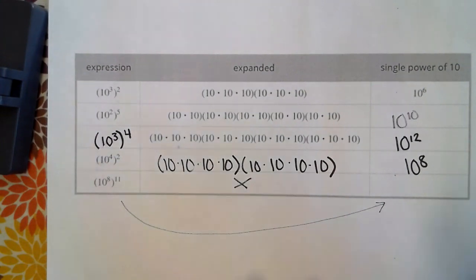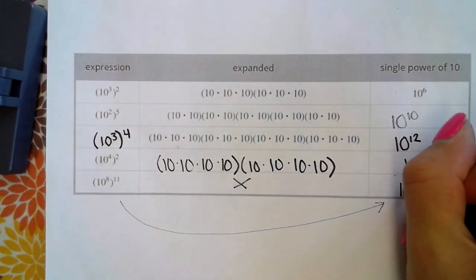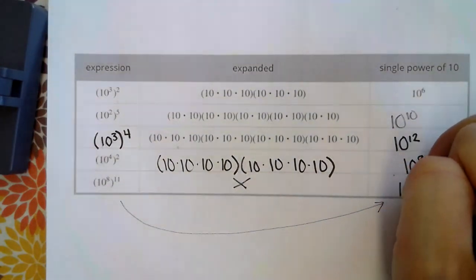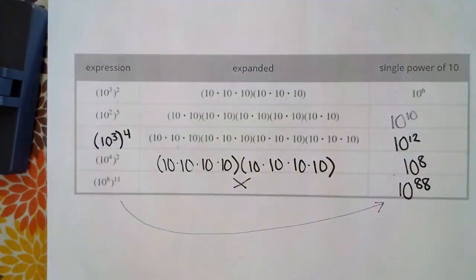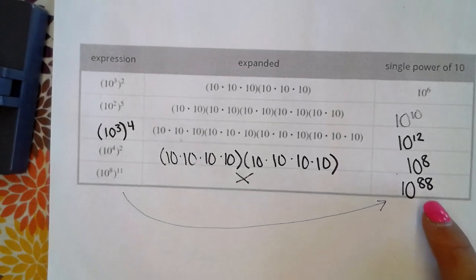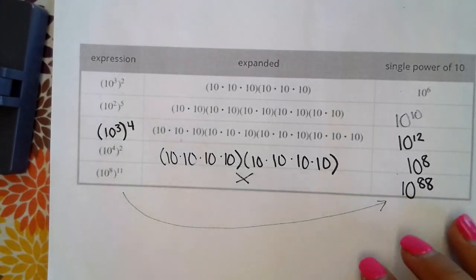Keeping that in mind, over here, the base is going to stay 10, and 8 times 11 is 88. So instead of writing 88 tens, we can just skip to over here. So this is the exploration for this lesson.